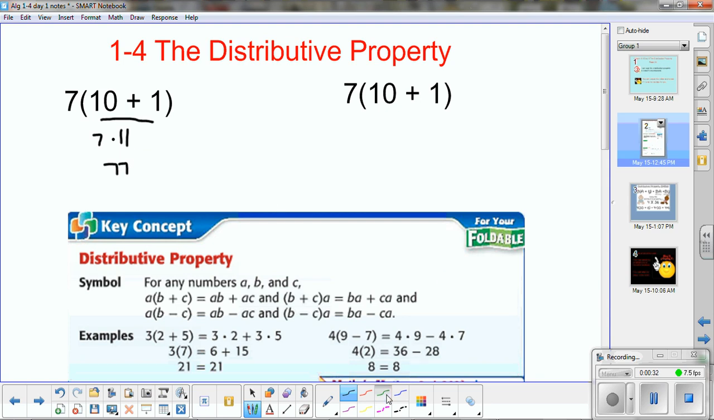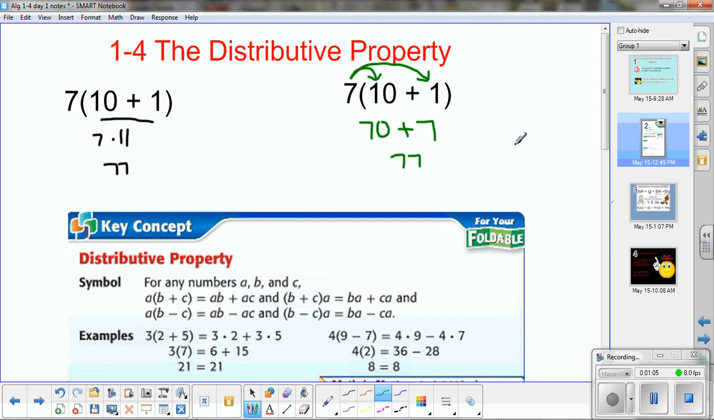Now, the distributive property says that you need to take this 7 and multiply it by everything inside of the parentheses. 7 times 10 is 70, and this 7 times this positive 1 is going to be 7, and since it's positive 7, I'm going to write plus 7. 70 plus 7 is 77. Notice how we got the same answer doing this problem the two different ways.